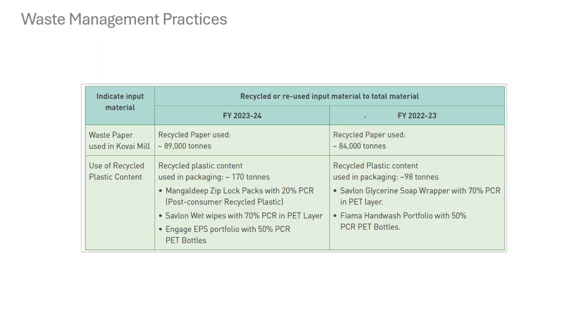Digressing a bit beyond the disclosure under the KPI, here is how ITC claims to have used recycled plastic in its packaging. It has recycled 89,000 tons of paper and 170 tons of recycled plastic has been used in its packaging, which is much higher than last year's figures.